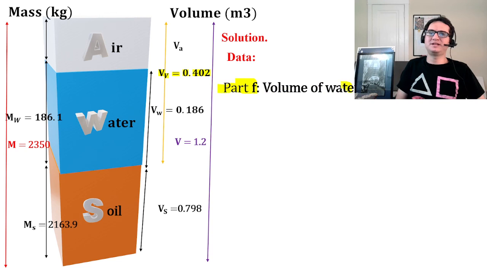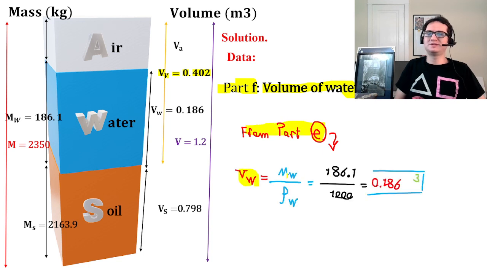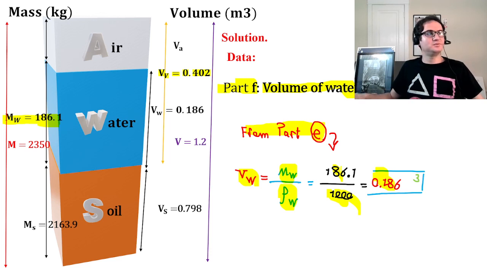In part F, we already calculated the volume of water in part E. We know volume of water is mass of water over rho of water. This is mass of water over 1000. We already calculated this part. We are going to solve a more interesting example in geotechnical engineering.